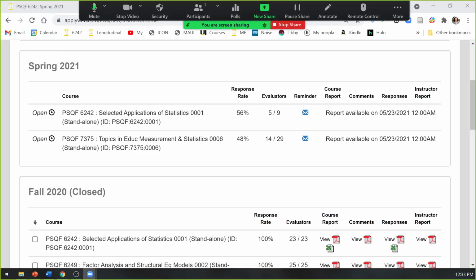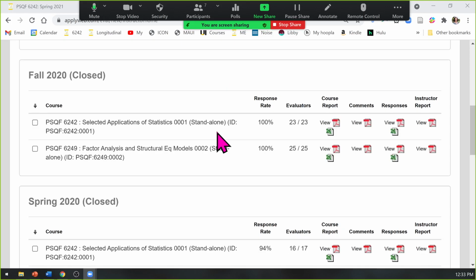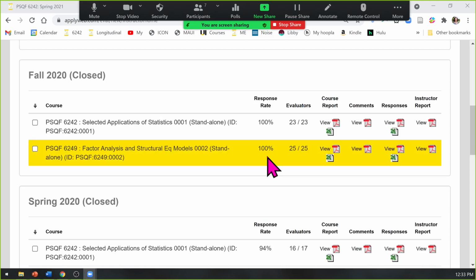Can you see where we're at as a group? This group is currently beating my other class. Five out of nine have completed evaluations, compared to 14 out of 29 for the others. You can see previous semesters in here too. Last fall hit 100% in both courses. Let's see if we can beat that. Some people still need to get it together.